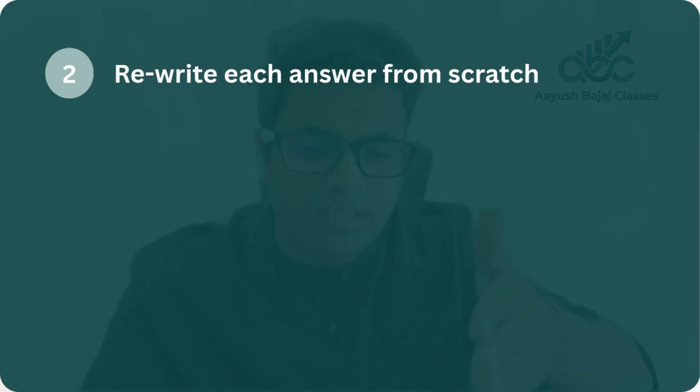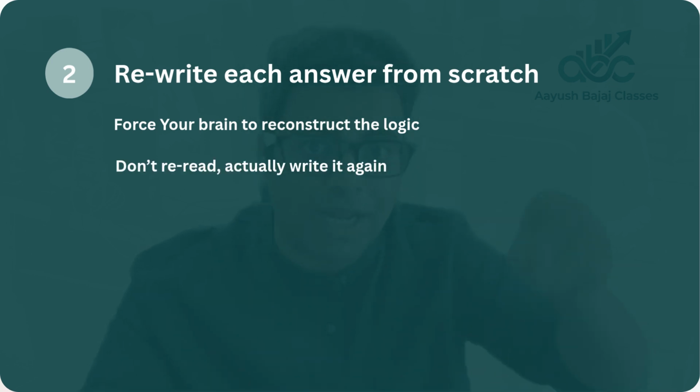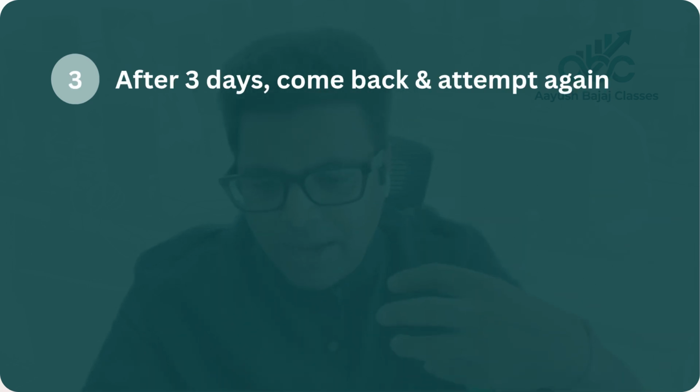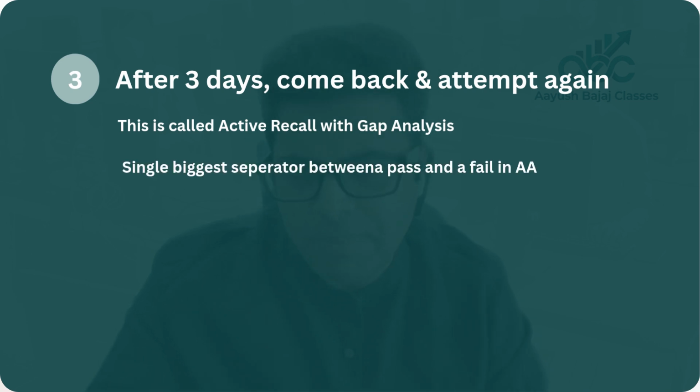Rewrite each answer from scratch without looking. Force your brain to reconstruct the logic. Don't just reread the answer, actually write it again. And after 3 days, come back and attempt it again blind. This is called active recall with gap analysis. It is the single biggest separator between a pass and a fail in audit.